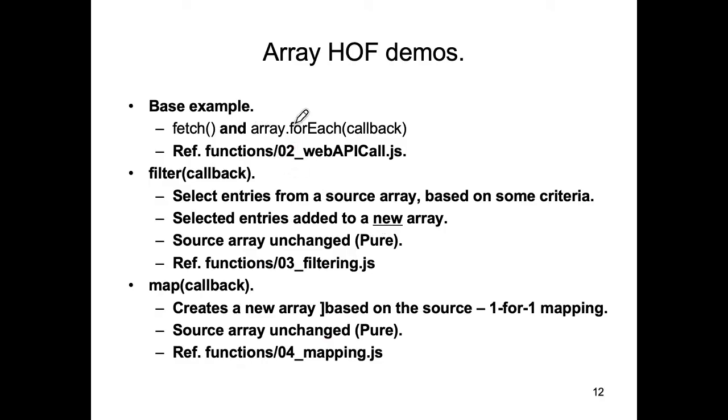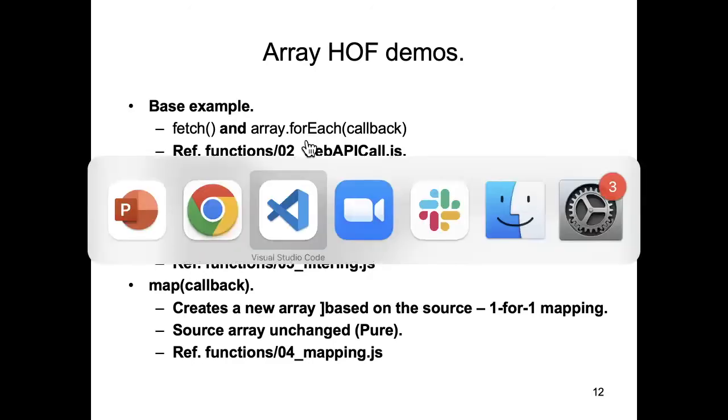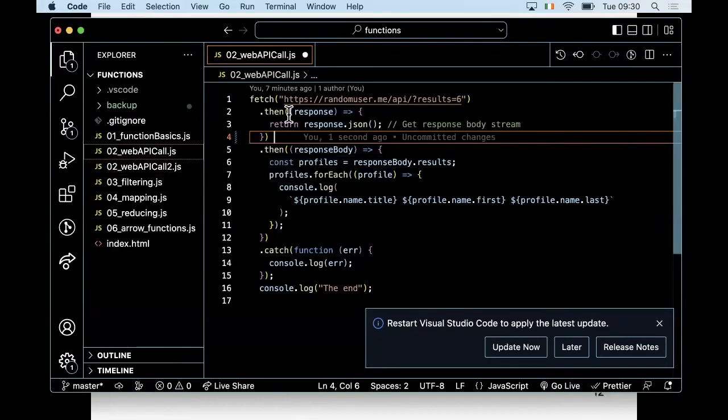And also I'm going to be using the forEach higher order function, which I will use to essentially iterate over the user profiles that are returned by the random user web API. And I think I just display the person's name, first name and second name, and that's about it. So let's look at this script here. Okay, which is this one.